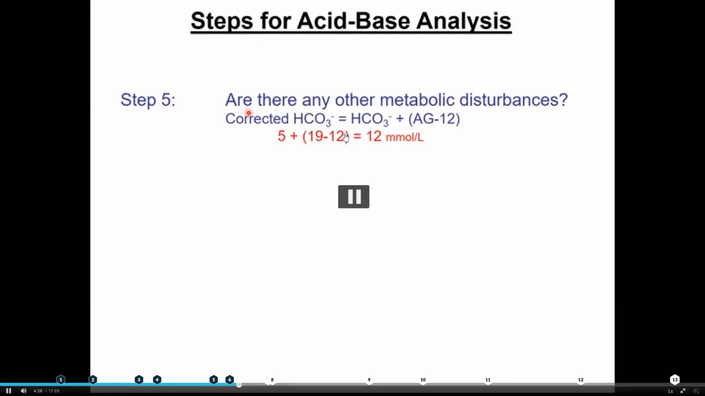Acidosis. We want to see whether we have other underlying metabolic disturbance. For this, we have to calculate the corrected bicarbonate. The corrected bicarbonate is the anion gap change correcting the actual bicarbonate. In our case, 5 plus 19 minus 17, that makes 7, and that means 12 millimole per liter. So the corrected bicarbonate is less than 22.